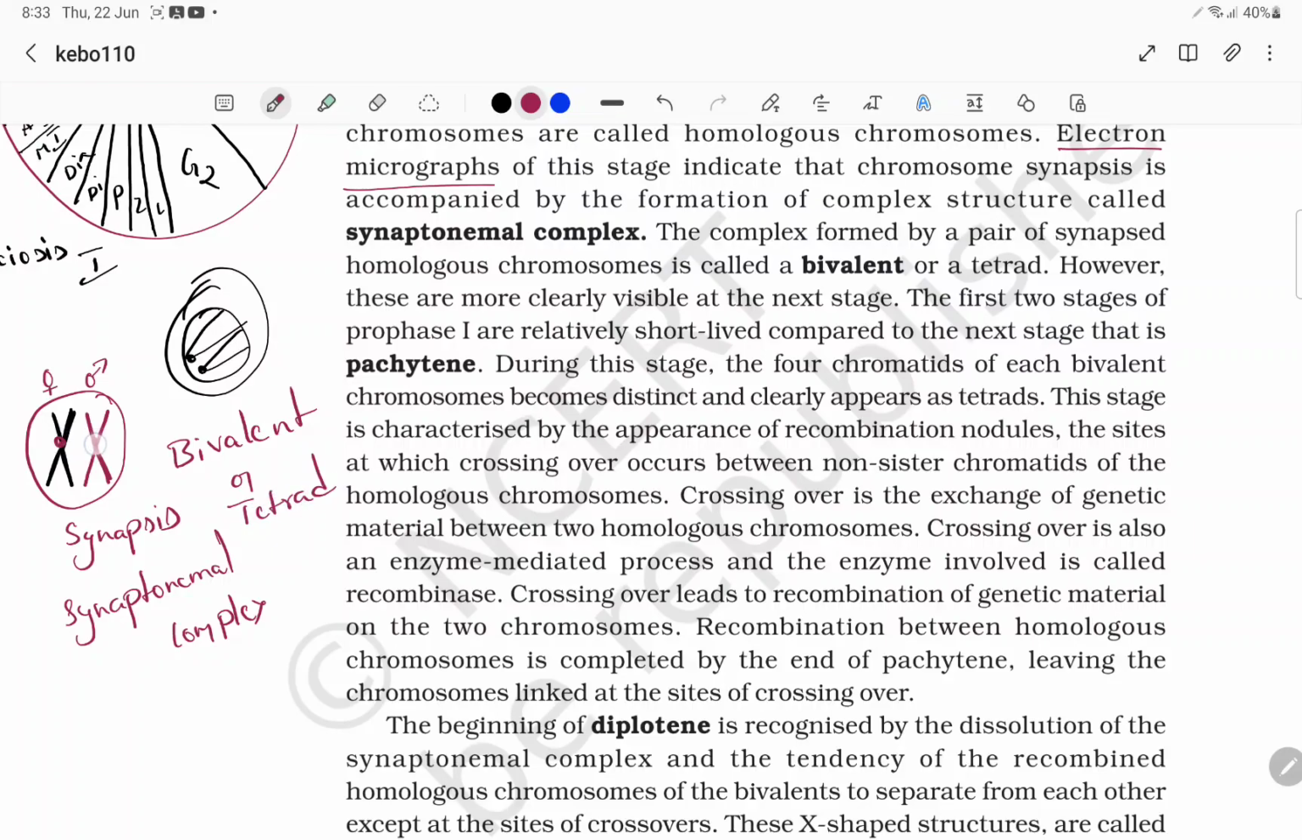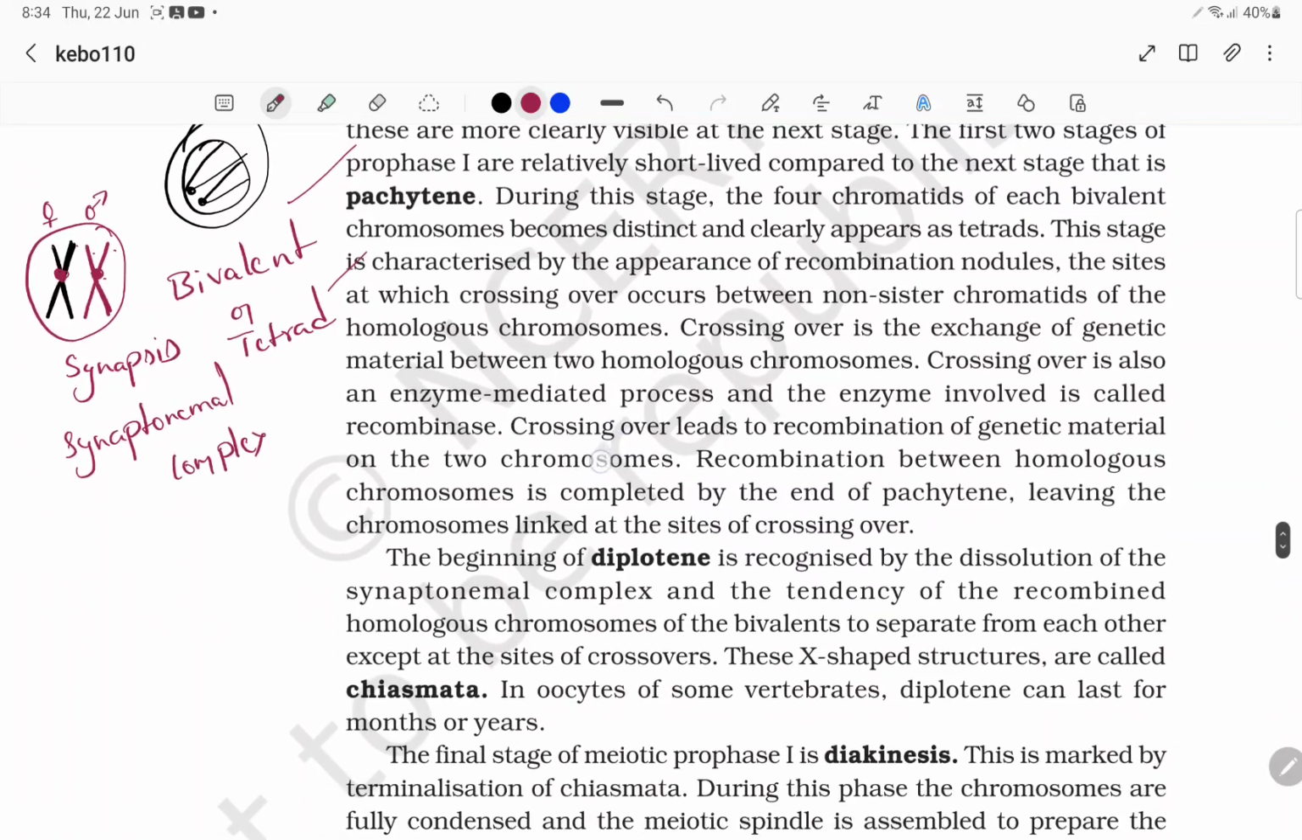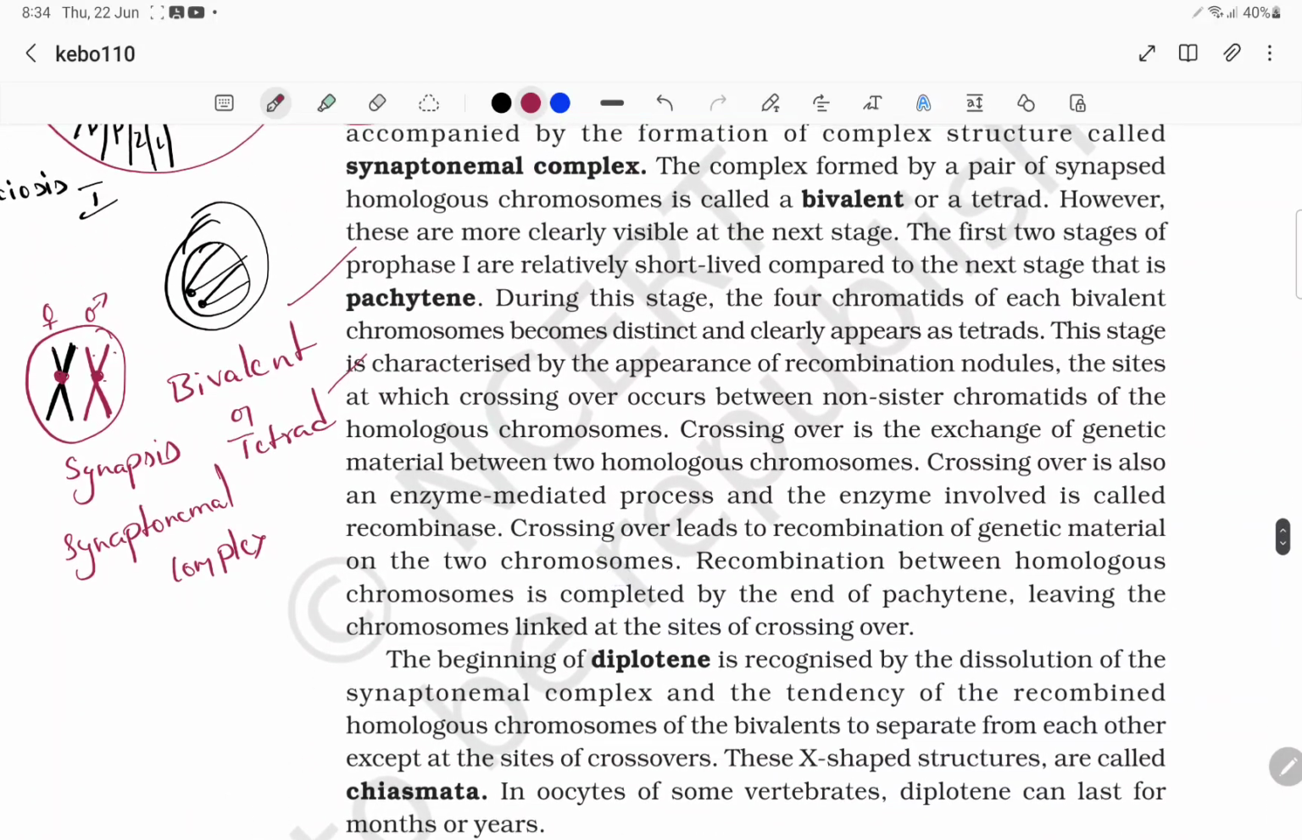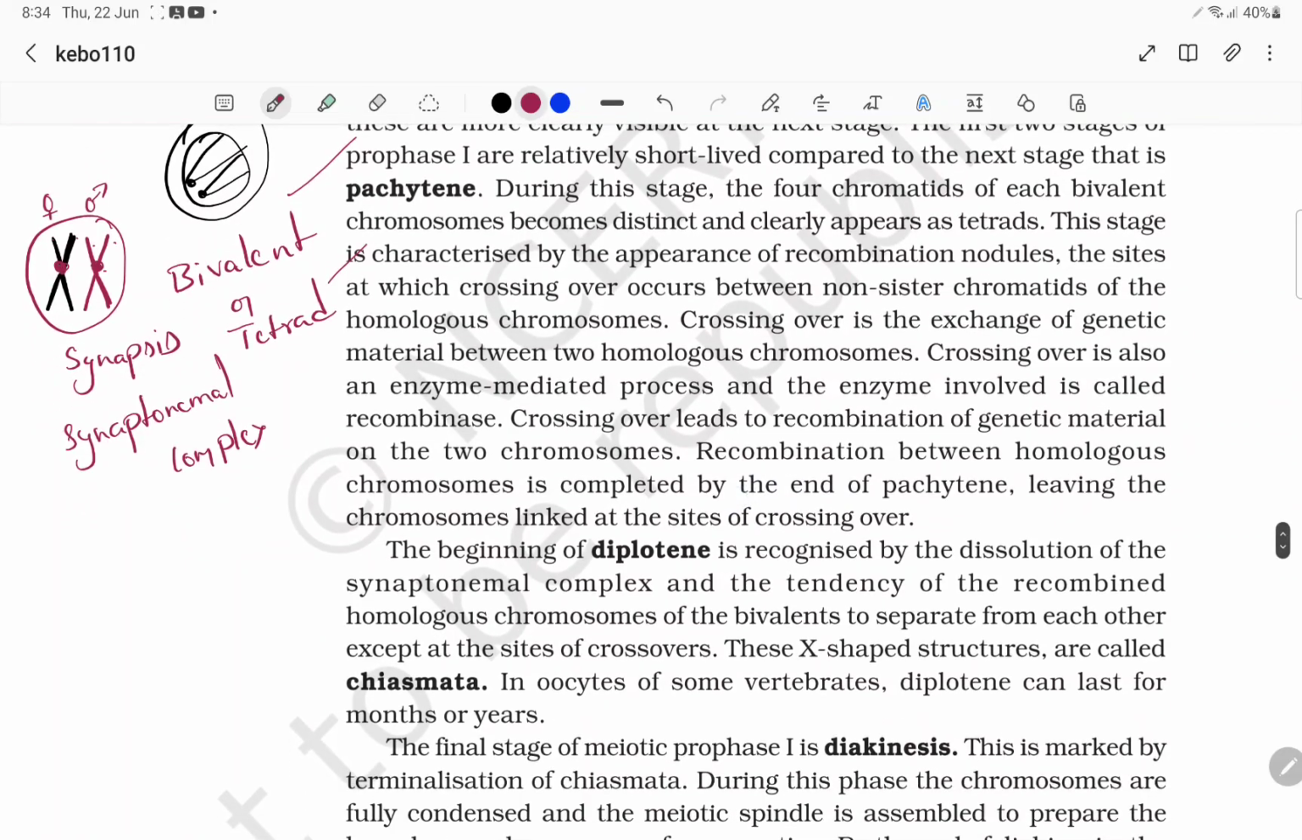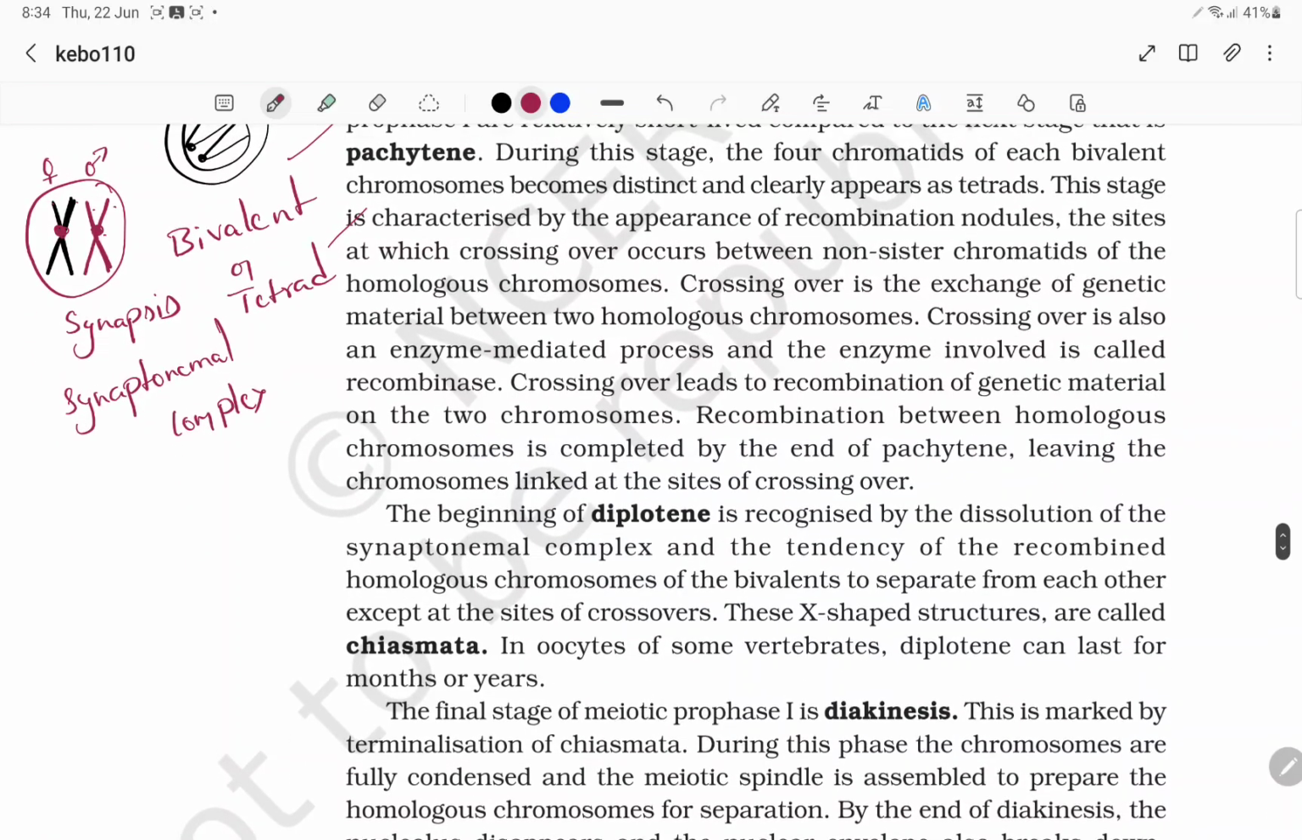Bivalent is based on the number of centromeres; we have 2 centromeres, which means 2 chromosomes. Tetrad is based on the number of chromatids; you have 4 chromatids. That's why it is tetrad. This stage will be characteristic. The first 2 stages of prophase are very short-lived when compared to the next. Next, pachytene. In pachytene, the 4 chromatids of each bivalent become distinct and clearly appear as a tetrad.